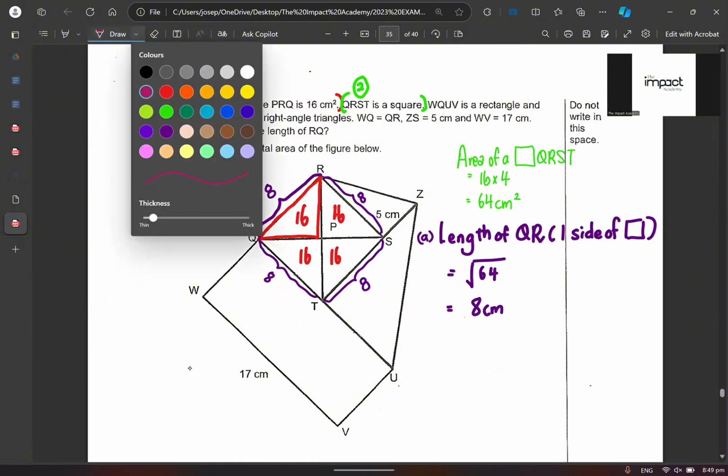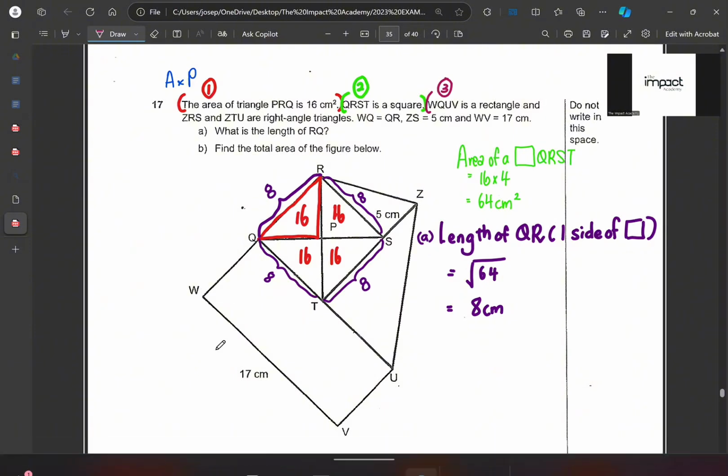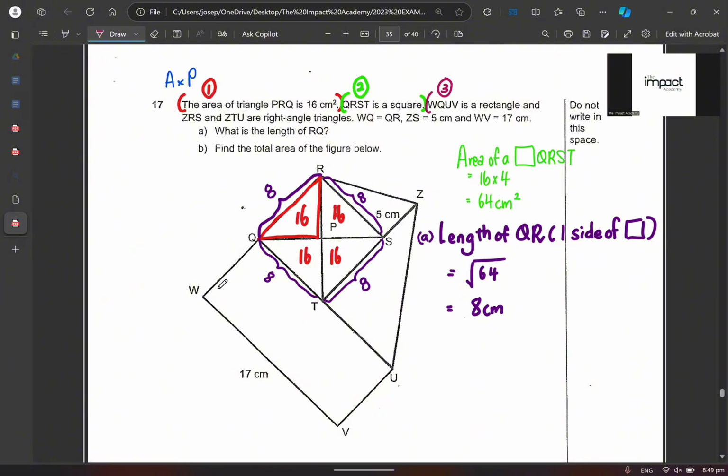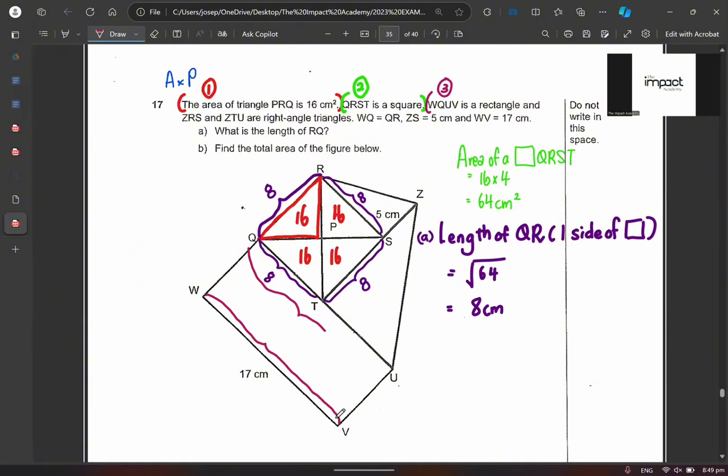Sentence number 3 says WQUV is a rectangle. Can you all see this rectangle over here? Well, if it's a rectangle, isn't it true that this part over here, if this is 17, the other side is also 17? Do you agree?